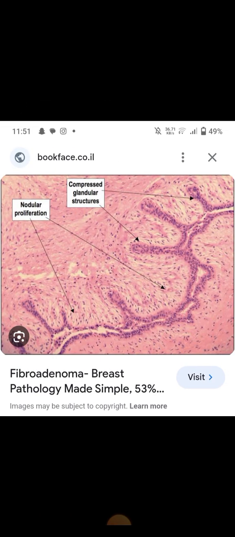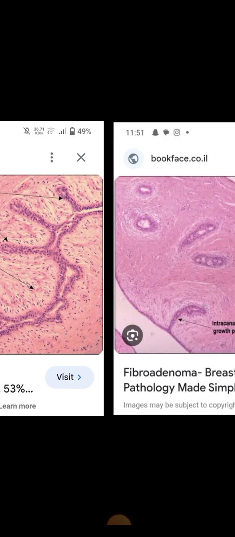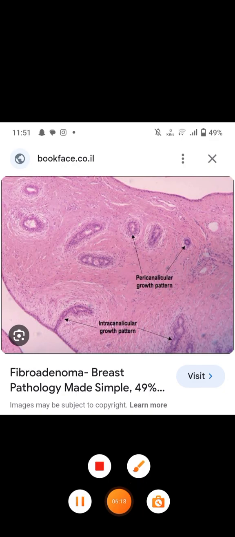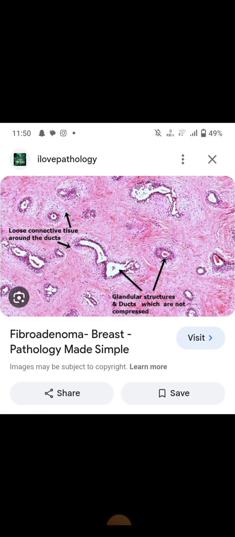And again, another picture where you can see that as the stroma is growing very fast, it is compressing the glandular structure, and as a result there is no lumen left, or very hardly can lumen be seen. So it is mainly an intracanalicular pattern. Here you can also see that the stroma is growing so fast. It is compressing the glands, and glandular lumen can be seen very hardly. It is an intracanalicular pattern, but here it is a pericanalicular pattern, right?